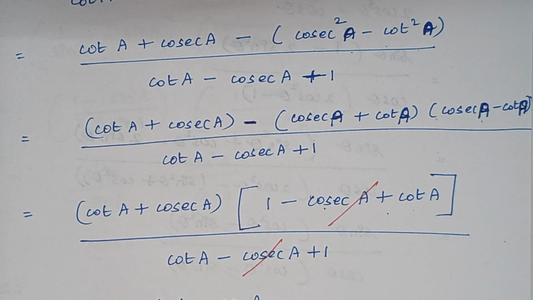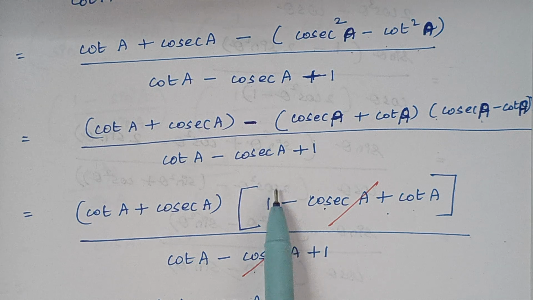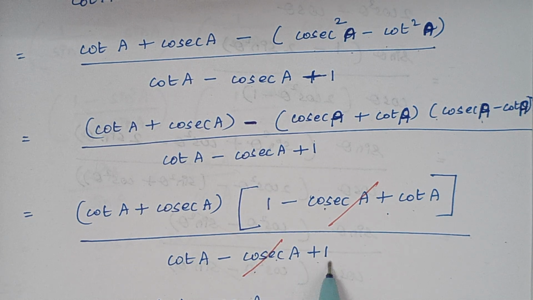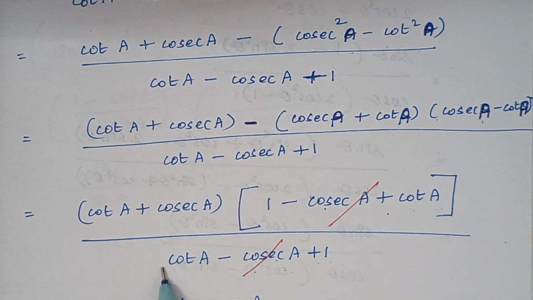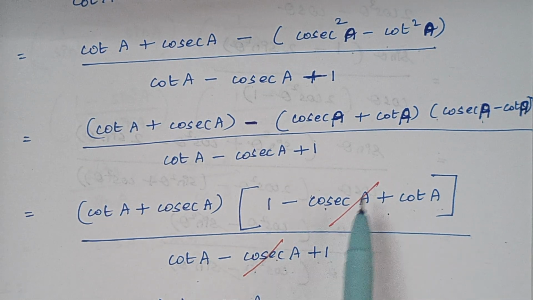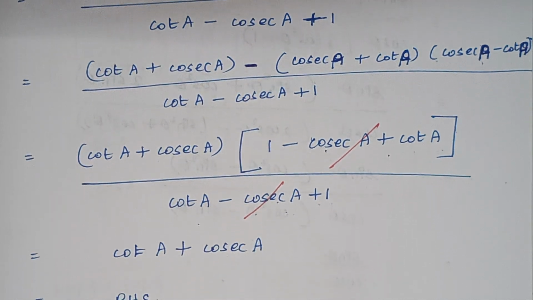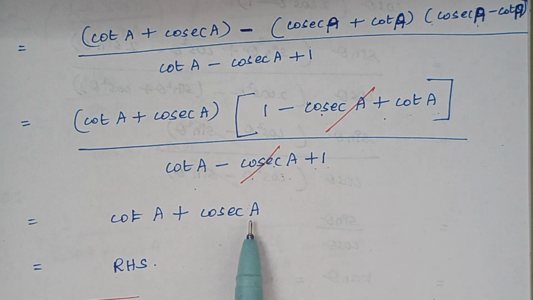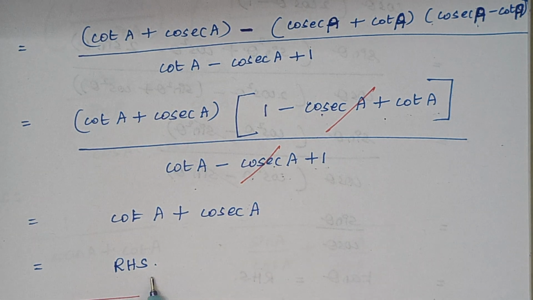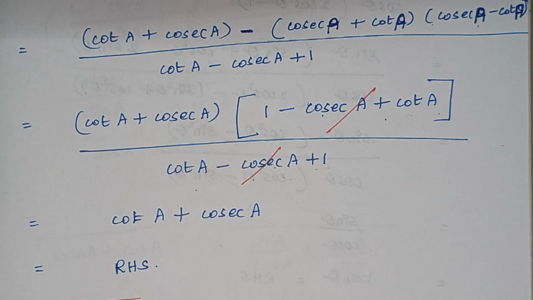Now what happens? You see, both these two terms cancel each other. You see, it is plus 1, and here plus 1. Minus cosecant A, minus cosecant A. Plus cot A, here it is plus cot A. So these two terms cancel each other, and finally we are having cot A plus cosecant A, okay, which is equal to your RHS. Okay, this is the thing that you need to actually prove.